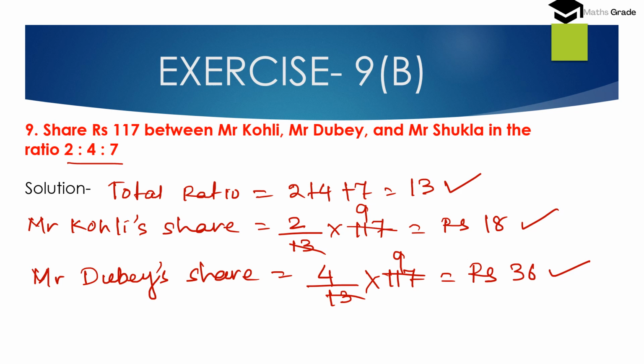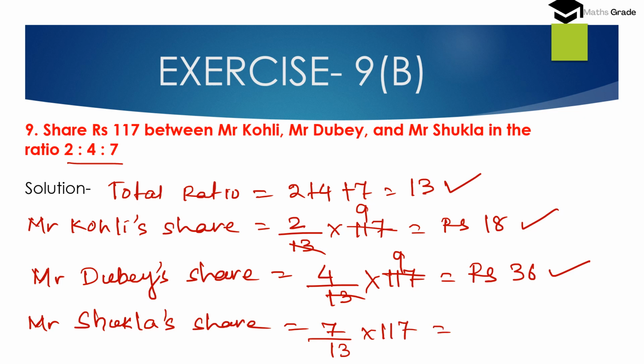Now Mr. Shukla's share. Mr. Shukla's share will be 7 divided by total ratio 13, multiplied with 117 rupees. Now cancelling 13 and 117, you know 13 multiplied by 9 is 117. So multiplying 7 with 9, which is 63. 7 nines are 63.